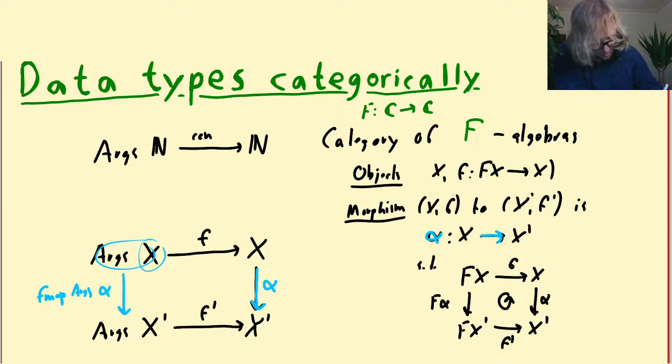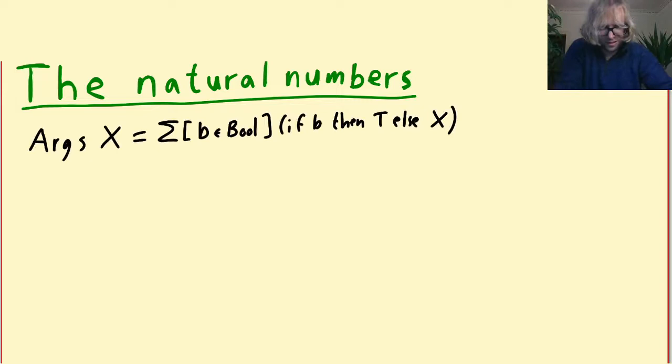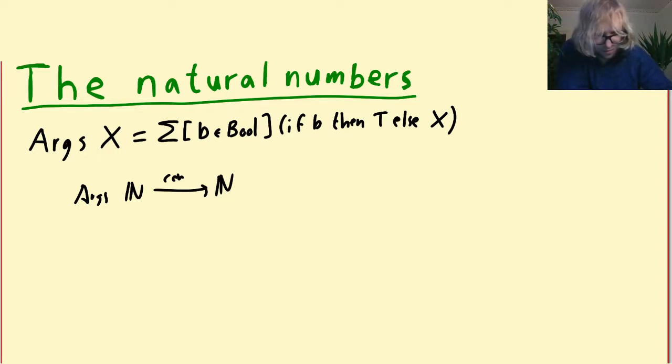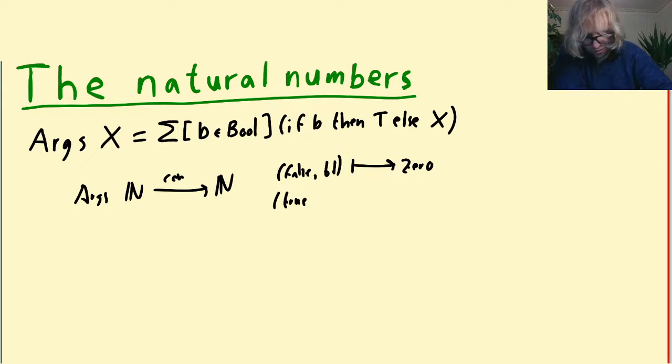So let's look at what this means for the natural numbers, where we had this args functor, right? So we said that args of x was a choice of a Boolean, which told us if we want to be 0 or successor. So if the Boolean is true, then we want to be 0, so we have no more arguments. And if the Boolean is false, then we want to be successor, so we have one more argument, right? So now we did have this constructor for the natural numbers, which sends false and tt to 0, and true and n to suck of n, right?